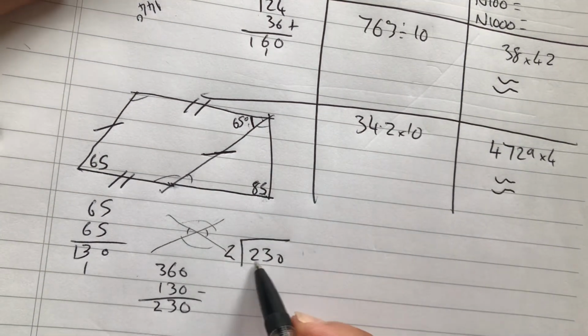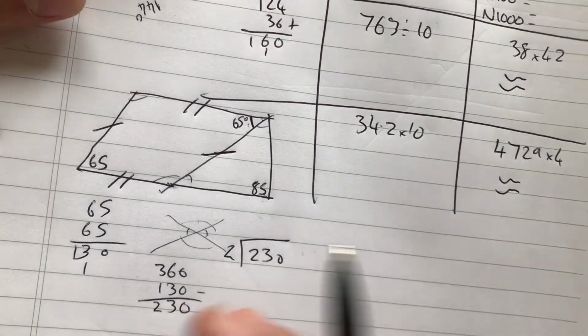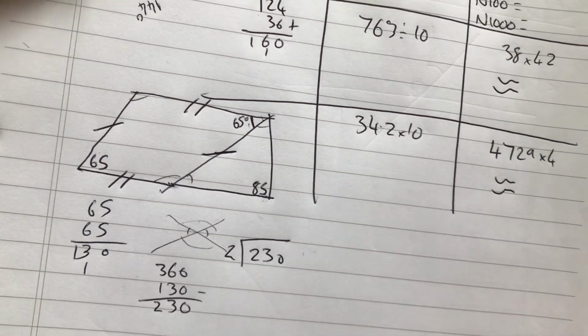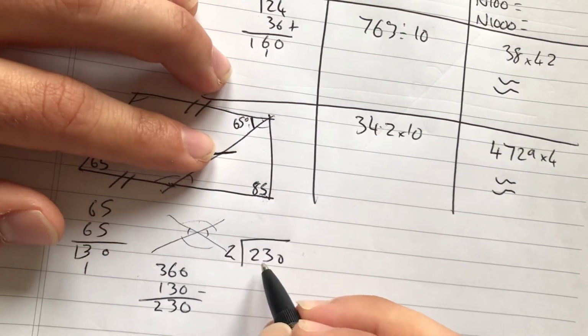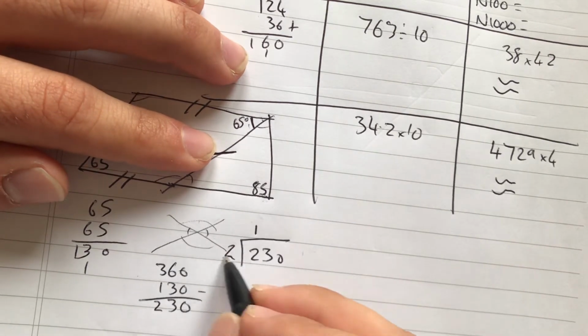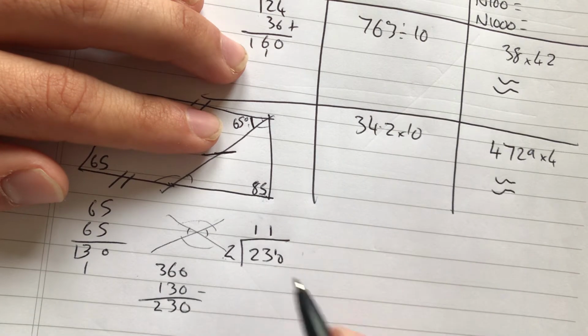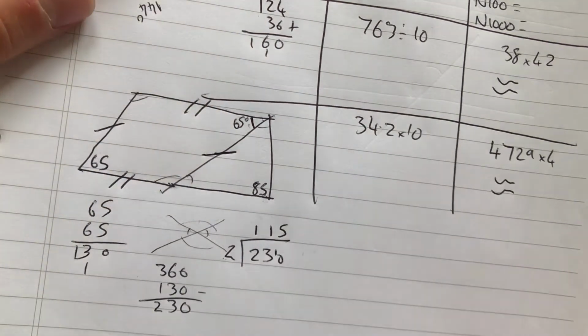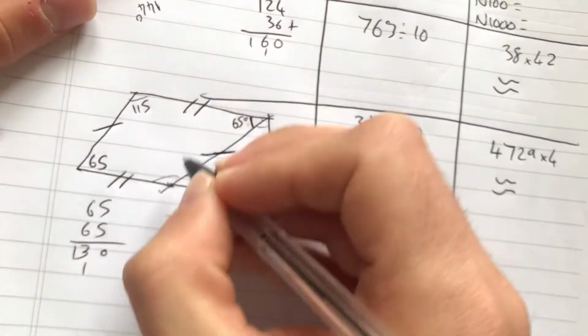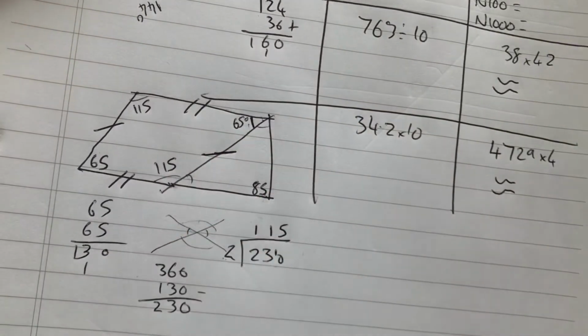Okay, now you could work it out by halving 23. Half of 22 is 11. But we'll do it like this. So how many 2's go into 2? Well, that's 1. How many 2's go into 3? That's another one, but with 1 left over. How many 2's go into 10? That's 5. So these two are 115.